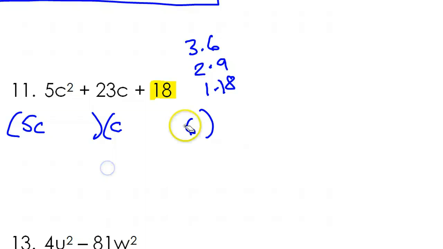Alright, let's try switching those before I give up on them. So let's try putting the 6 here and the 3 here. Now, again, inner plus outer equals middle. Inner, I have 6c. Outer, I have 15c. If I add these up, that's 21. Close, but still wrong. Alright, so that means the 3 times 6 option is not working for us. Okay, let's try 2 times 9.